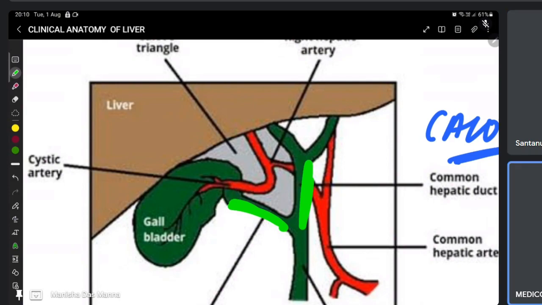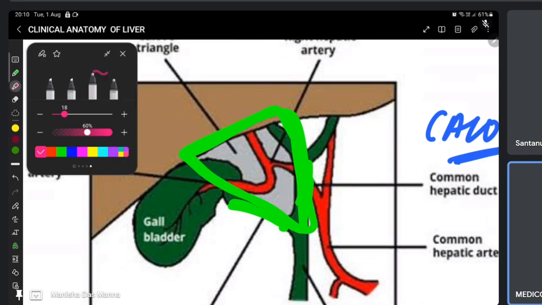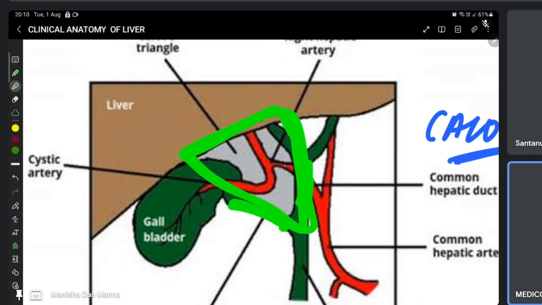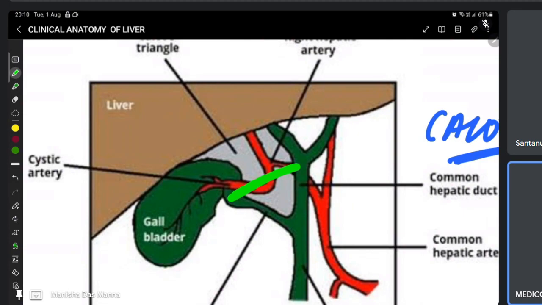And previously, when the anatomists considered the Calot's triangle, they also considered that the cystic artery is a content of Calot's triangle. But recently, in the updated module, they are not considering the cystic artery as a content of the Calot's triangle. It's nothing but one of the borders of Calot's triangle. So this is the recent updated Calot's triangle.